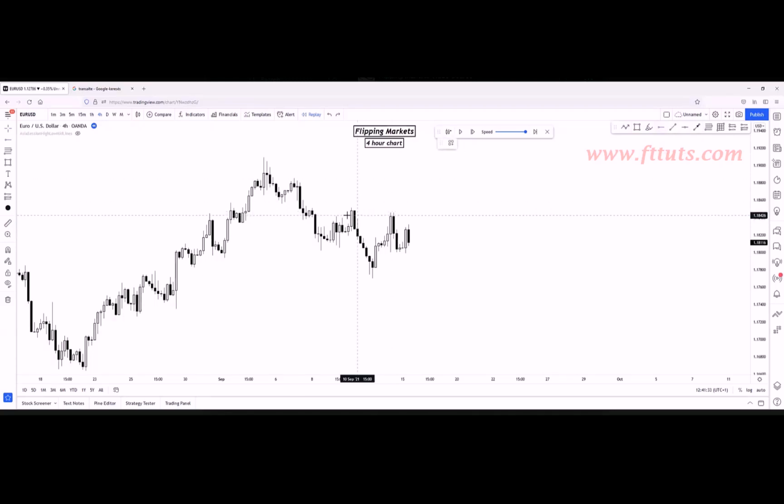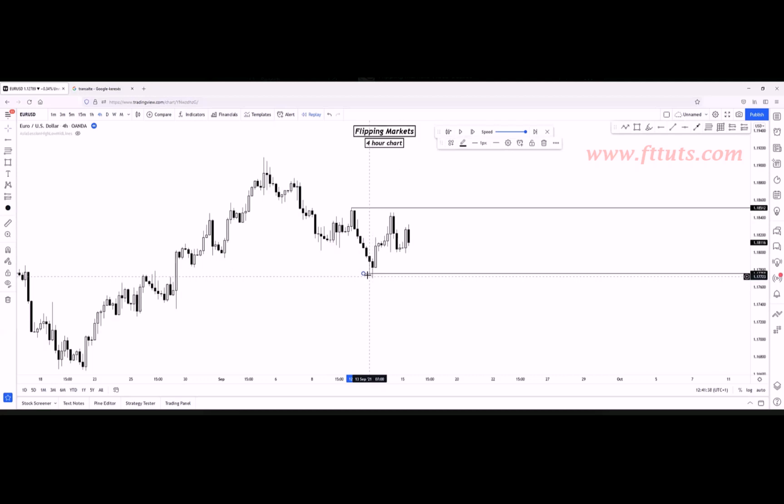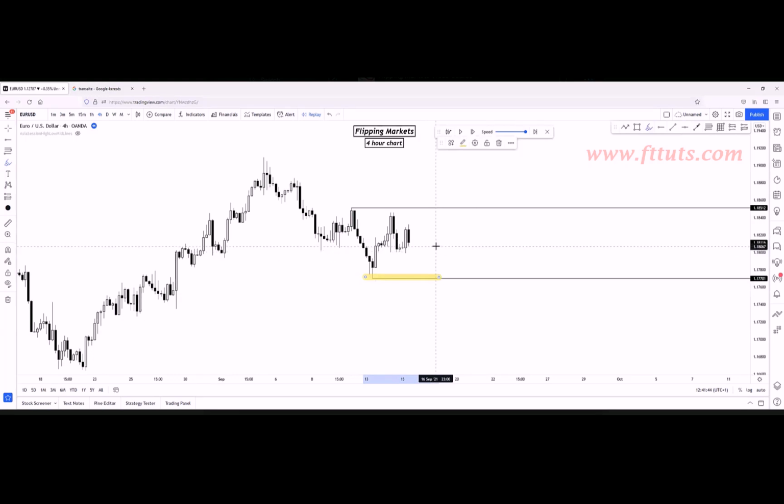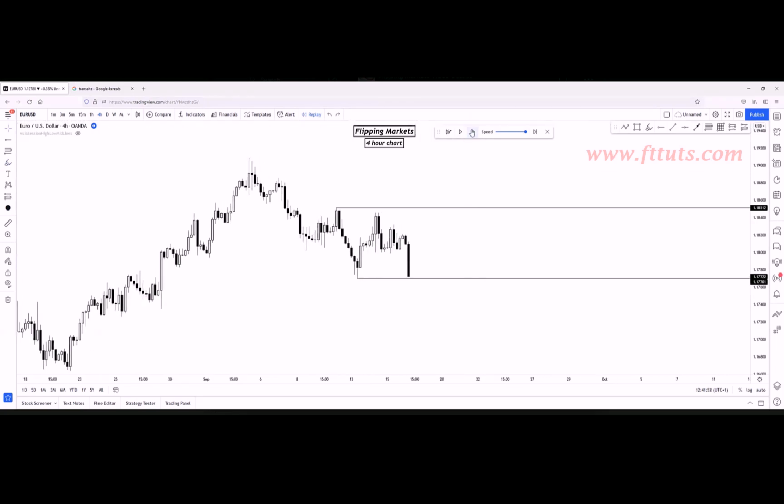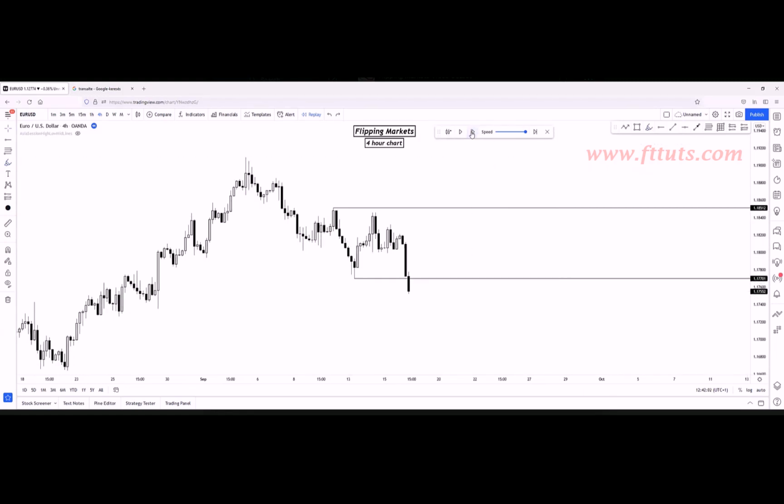So I will just mark the structure. Price is currently moving in this range. We have a high and a low. As soon as price breaks this low point, it will create a break of structure. So one of the three criteria will be fulfilled. Okay, let's see what will happen. It's moving in the range. Okay, it created inefficient movement, but it didn't break below this low. As you can see, this is inefficient movement. Okay, it broke below the low.